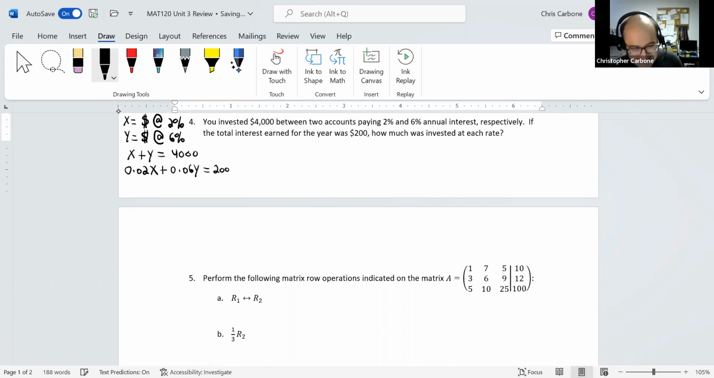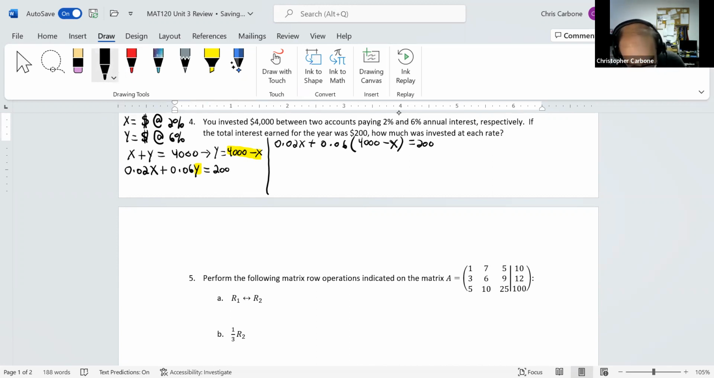As you can see, these aren't that nice to utilize, but we could solve for Y from this top equation. By subtracting the X from both sides, this will make Y equal to 4,000 minus X. And we're going to replace the Y in the bottom equation with that expression. So 0.02X plus 0.06 times (4,000 minus X) is equal to 200.